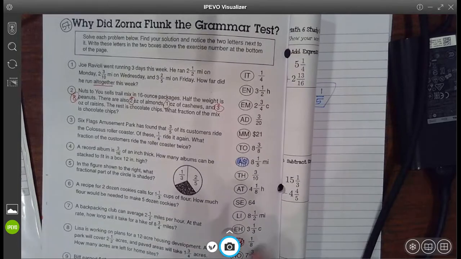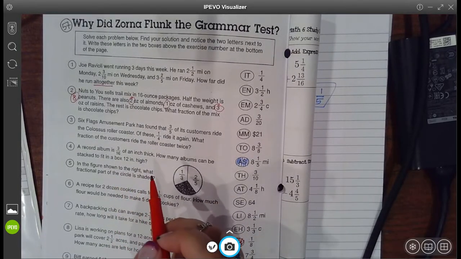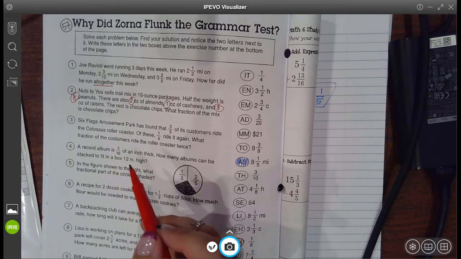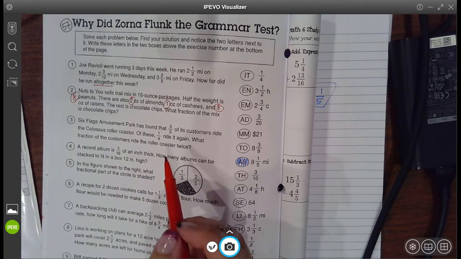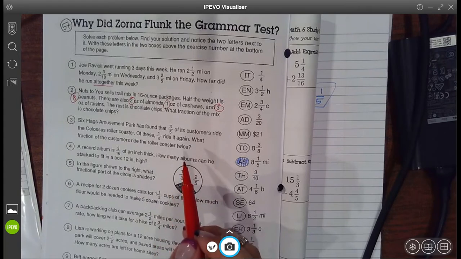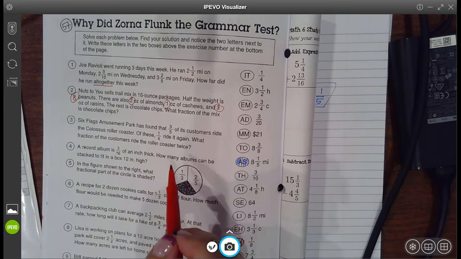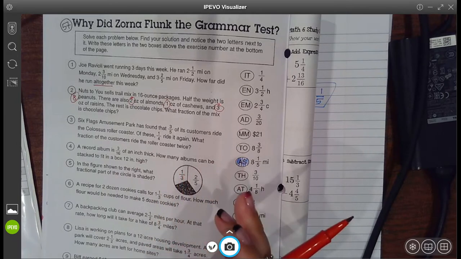Okay, number 3 says Six Flags Amusement Park has found that 3/5 of its customers ride the Colossus roller coaster. Good, I do too. Of these, 1/4 ride it again. I do too. What fraction of the customers ride the roller coaster twice?